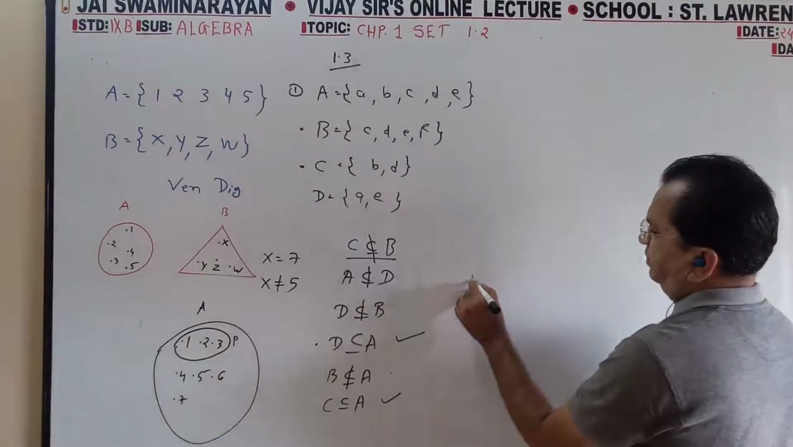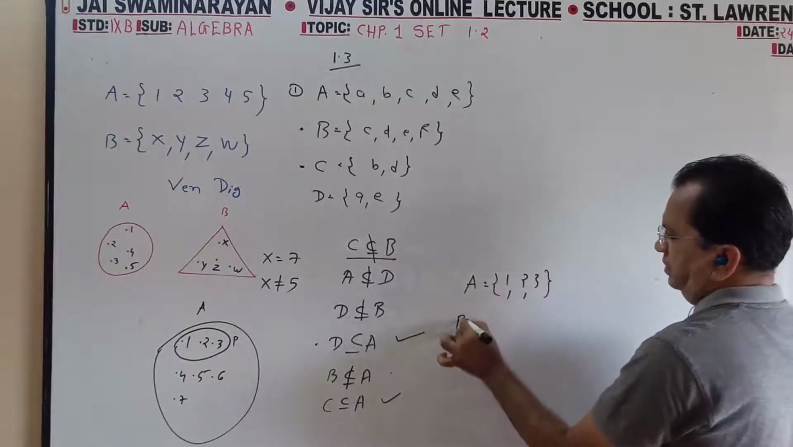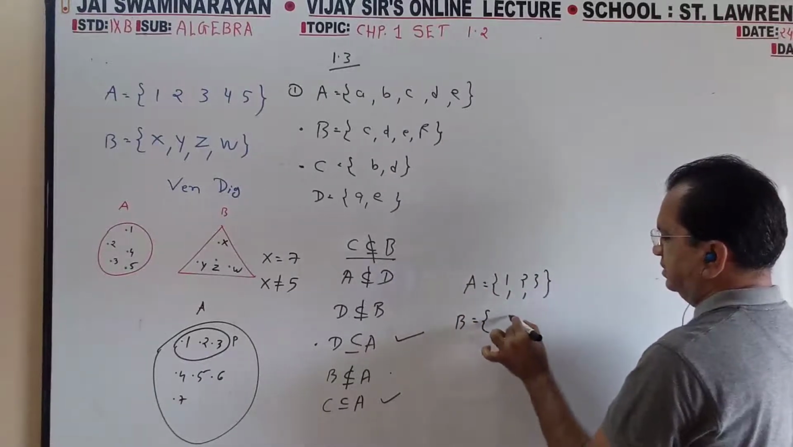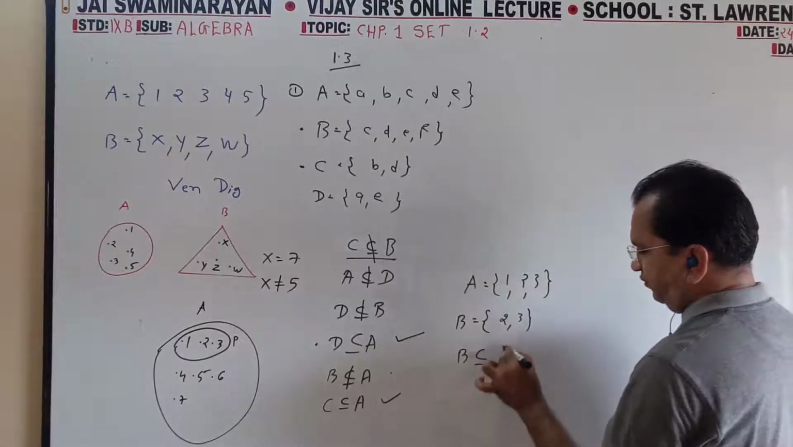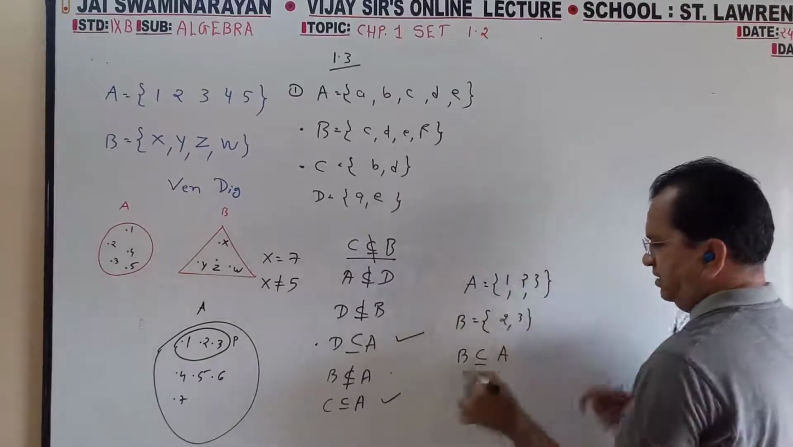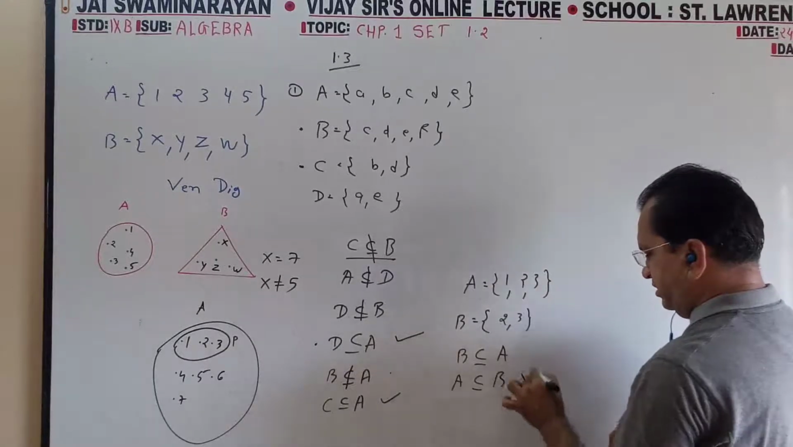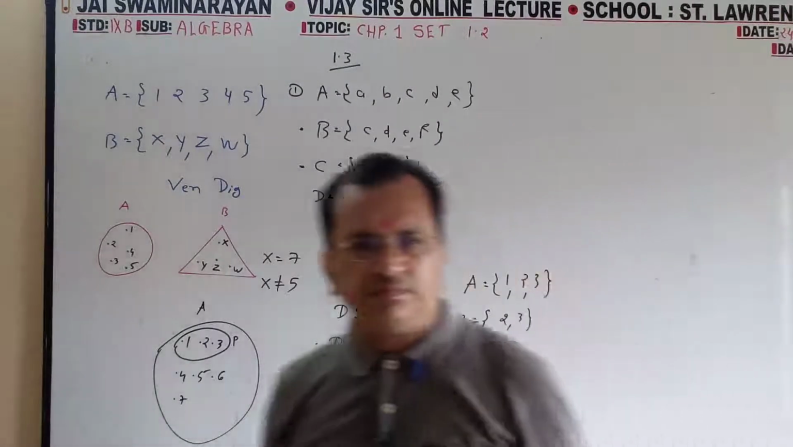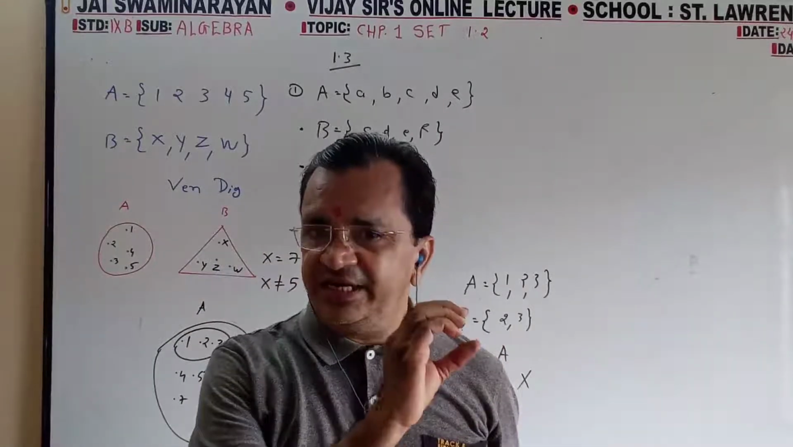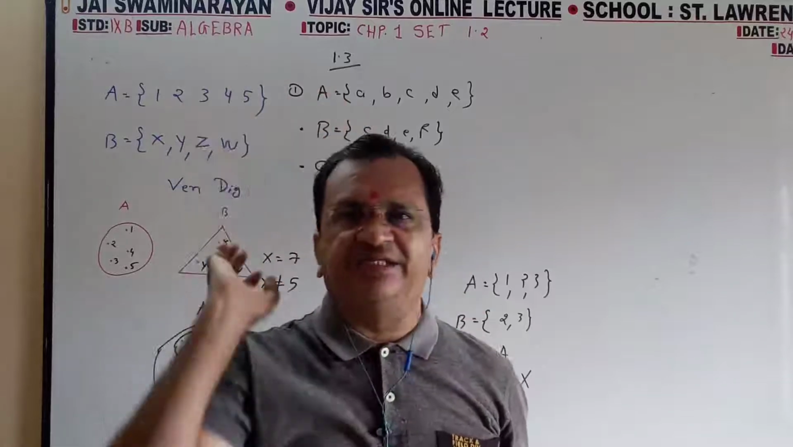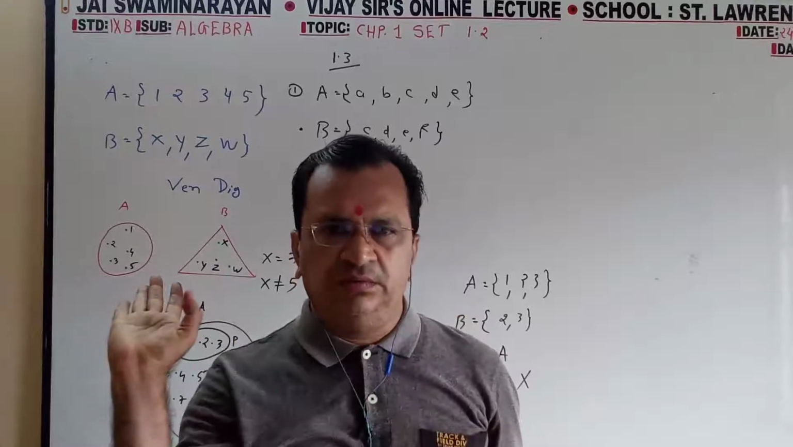It can also be the other way around. For example, A is 1, 2, 3 and B is 2, 3. So I can say B is a subset of A because B's elements are in A. If they ask whether A is a subset of B, then all of A is not in B. So all the elements of the left side must be present in the right side. Then only yes. Otherwise, no.